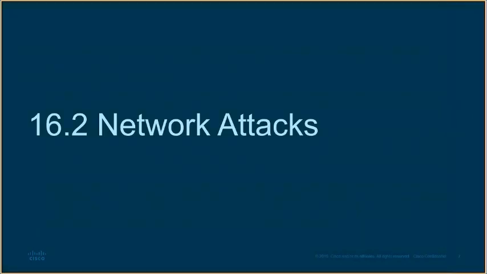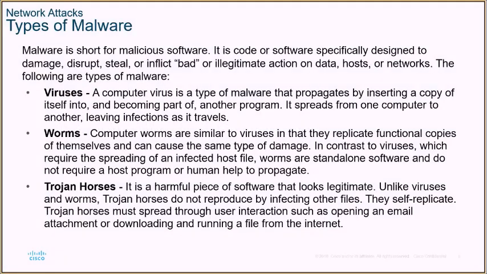All right, network attacks. Of course, malware can be part of this, and malware is short for malicious software. It is code or software specifically designed to damage, disrupt, steal, or inflict bad or illegitimate action on data, hosts, or networks. The following are types of malware. Viruses. A computer virus is a type of malware that propagates by inserting a copy of itself into and becoming part of another program, hence the name virus. It spreads from one computer to another, leaving infections as it travels.